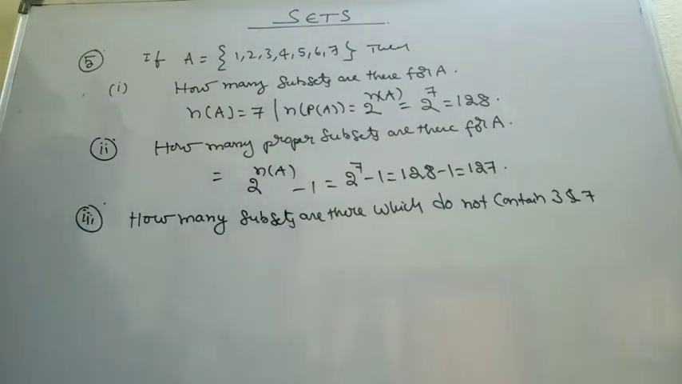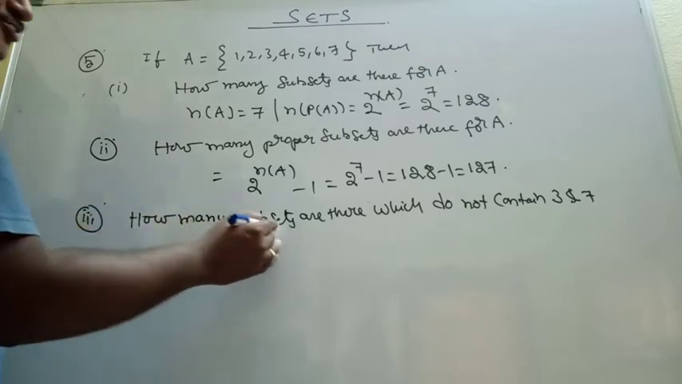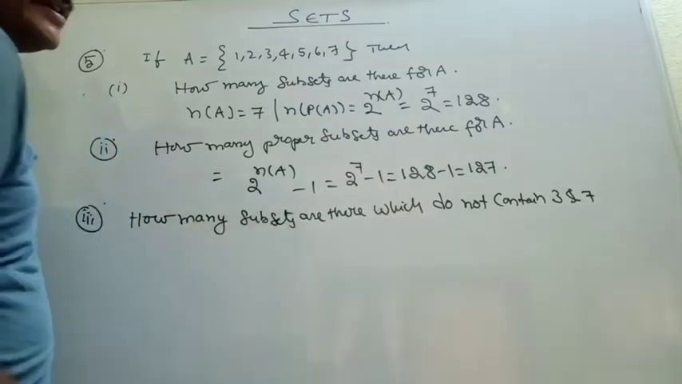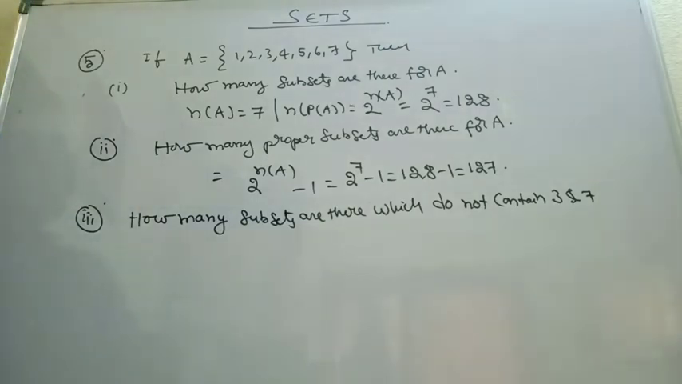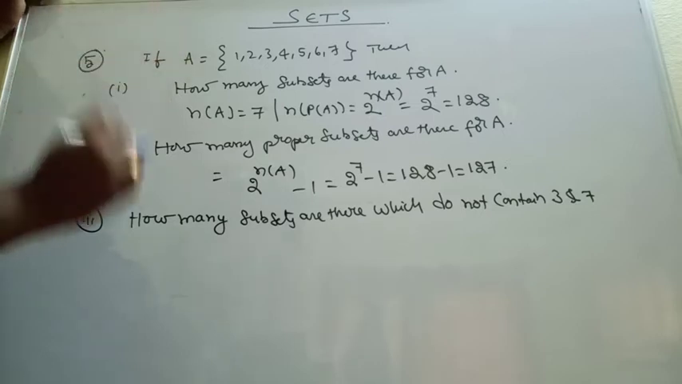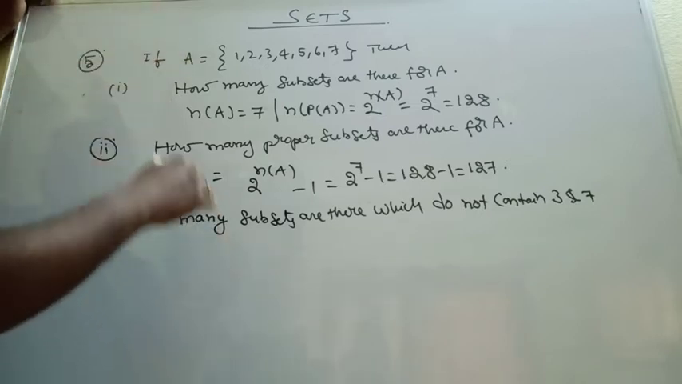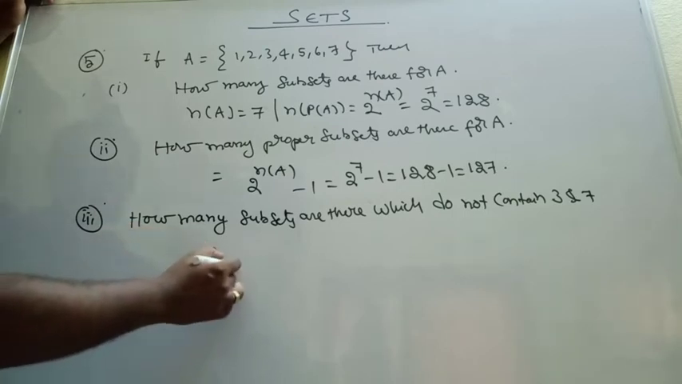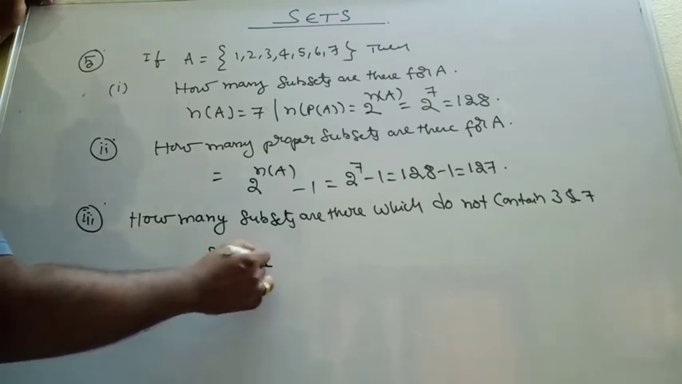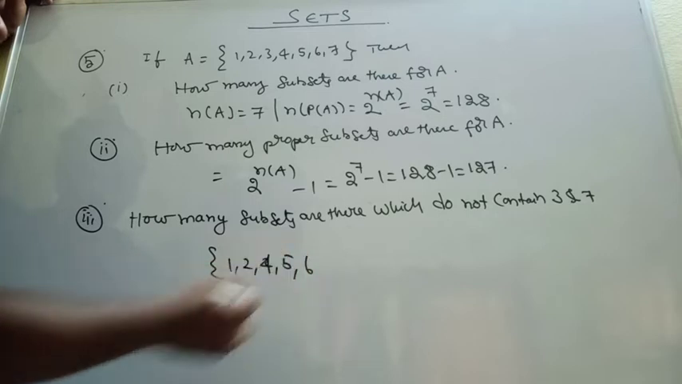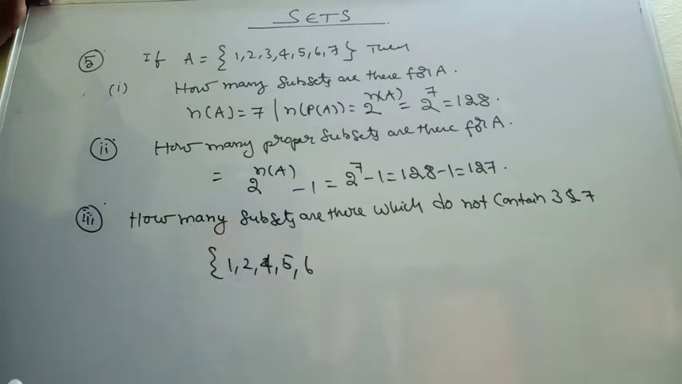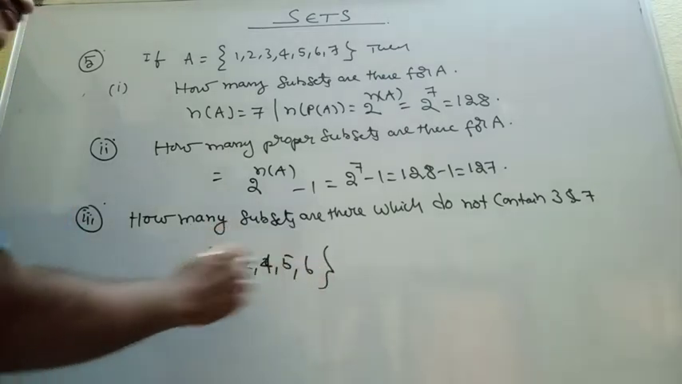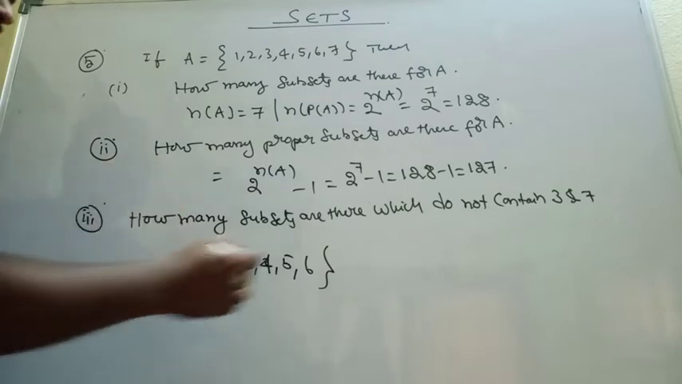Now see, my dear student, the third subpart: how many subsets are there which do not contain 3 and 7? We need all the subsets which should not contain 3 and 7. Then what you do is, you take out 3 and 7, then we have only the elements 1, 2, 4, 5, 6, which are 5 elements. With this, how many subsets will you have here?